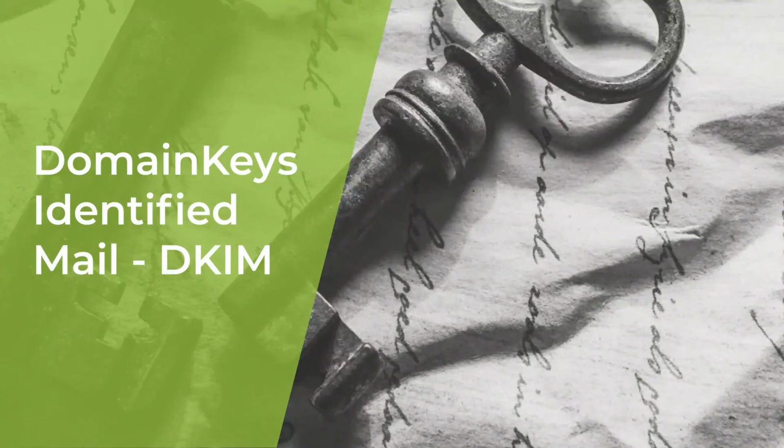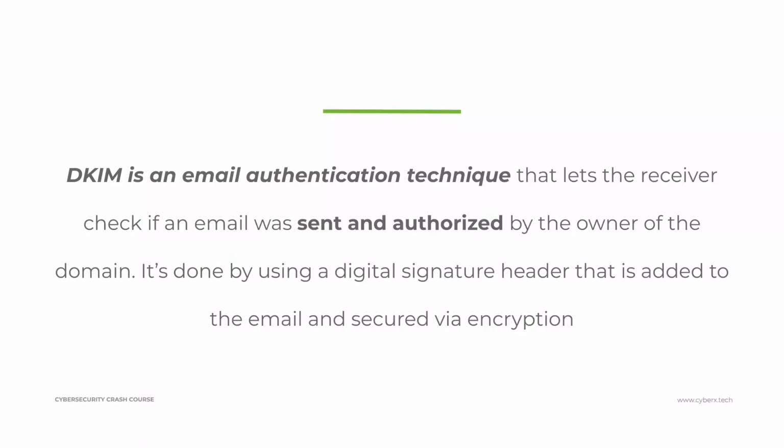Okay, the next email authentication we have is DKIM. And DKIM uses public key cryptography to verify that an email is sent from an authorized server and it's not been intercepted or altered in the meantime. So DKIM lets the receiver check that the email was both sent and authorized by the owner of that domain and that it's not been altered. And this is done using a digital signature header that's added to the email and secured via encryption.